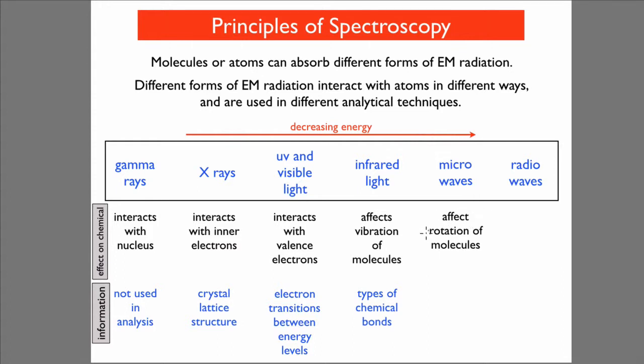Microwaves affect the rotation of molecules, and you can calculate bond lengths from that. And finally, radio waves affect the spin of nuclei. We'll describe that later on. It tells us information about the environment around atoms in a molecule, and it's used in nuclear magnetic resonance spectroscopy.